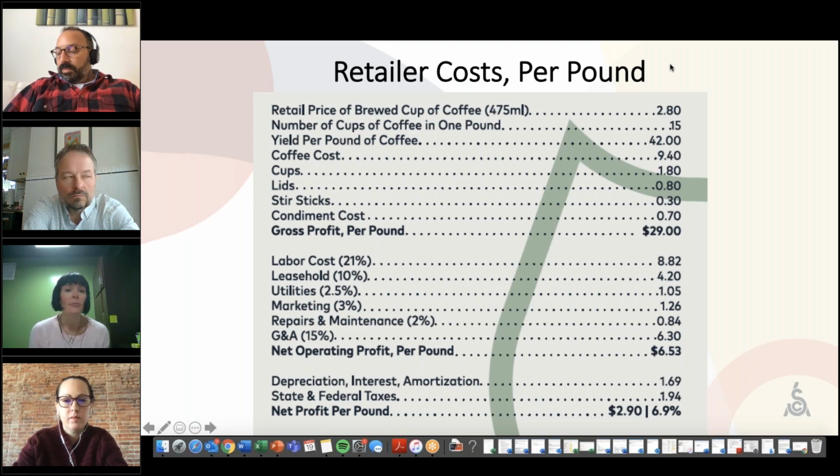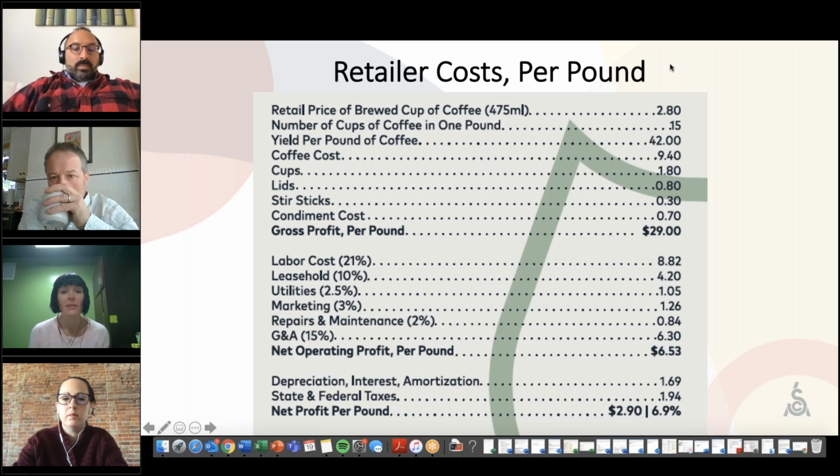So based on brewing to gold cup standards, specialty standards, the number of cups of coffee you're going to get from 1 pound is about 15 cups. Now, the yield per pound of coffee, the way this is worded is interesting to me, but we're talking about dollars there. What's your dollar yield? And so it's $42 you're going to make off of selling that pound of coffee as 16-ounce cups, okay?